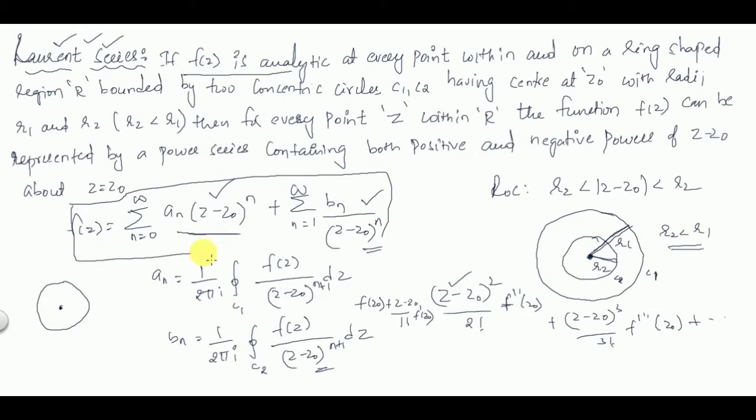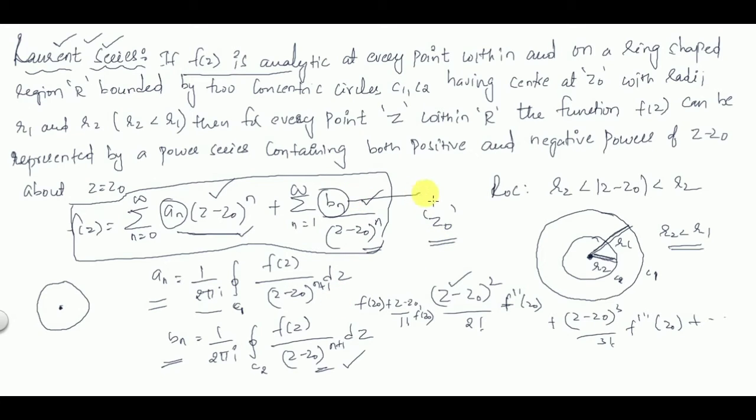So simply this is the Laurent series expansion formula, where an and bn are the coefficients of the Laurent series, which are given by these formulas. An is equal to 1 by 2 pi i integrated over circle C1, and bn is integrated over circle C2. That means the inner circle will give you the negative powers and the outer circle will give you the positive powers in the expansion about z is equal to z naught.